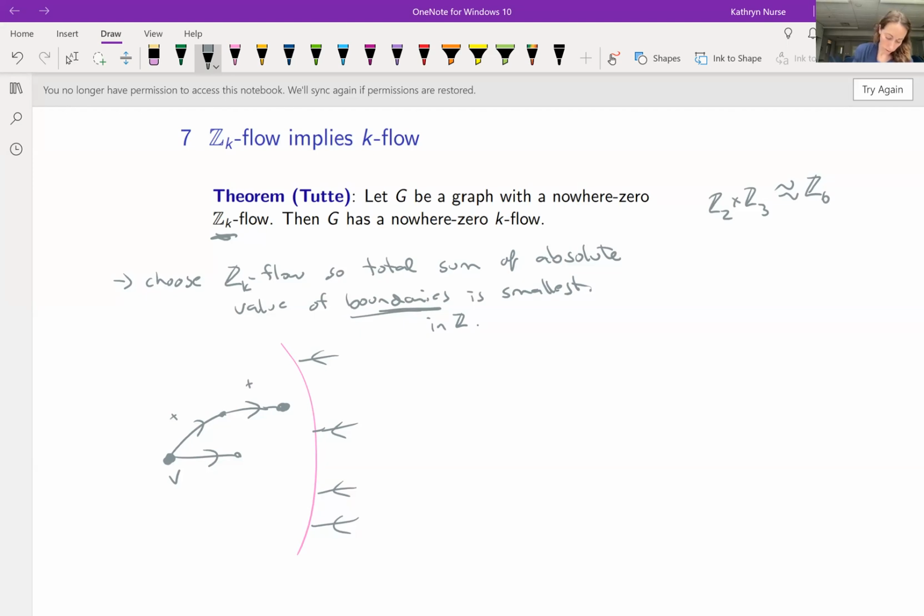Saying that properly. Okay. Anyway, the point is that we end up getting this V prime that has negative boundary.